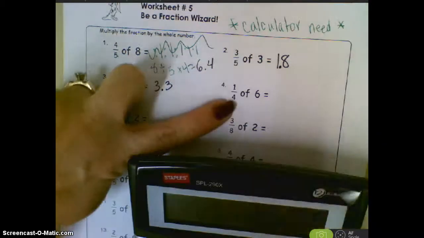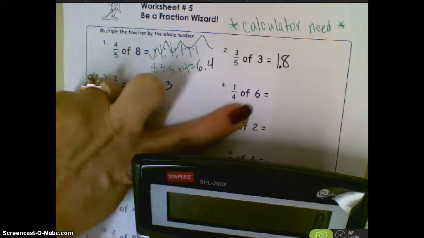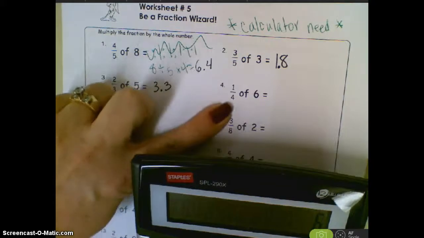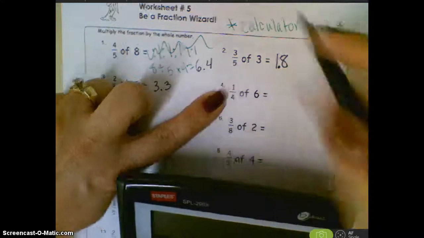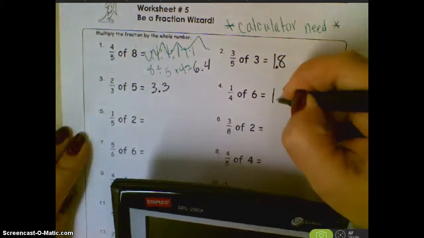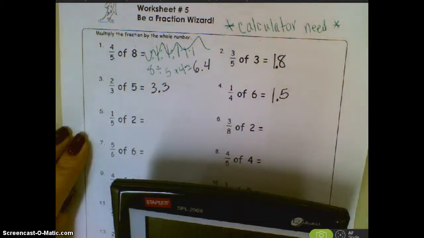Alright, here we are. Take your whole number, 6, divide it by the denominator, 4, and then multiply it by 1. We could do times 1, but we know we're going to get the exact same thing. If we do times 1, we'll get 1.5. Save yourself a step if you wanted to. You didn't need to multiply by 1.